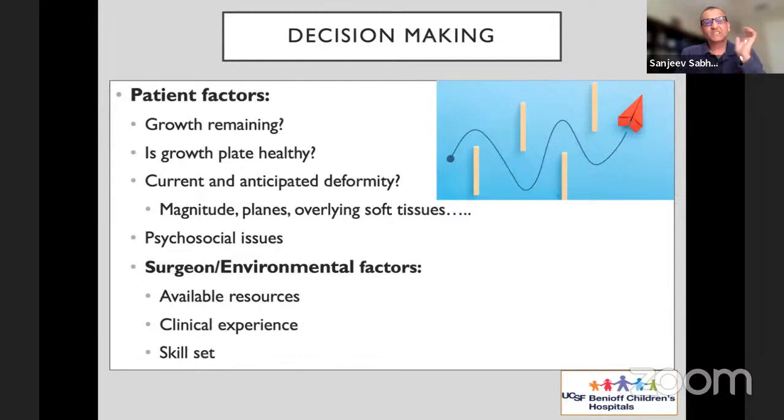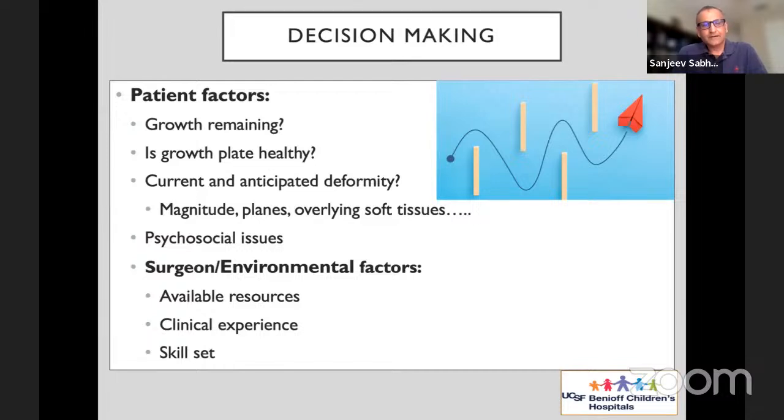So ultimately, decision making is based on a lot of things, right? Patient factors and the surgeon and the environment that you're working in. Patient factors, of course, biologically, growth remaining. Is the growth plate that you're working on healthy, sick, or really not working? What is not just the current deformity, but anticipated deformity by skeletal maturity? I think that's important, and that's unique to the pediatric population. And then, of course, quantifying the magnitude, the plane of the deformity. What do the overlying soft tissues look like? Skin, is it tethered? Is there infection?